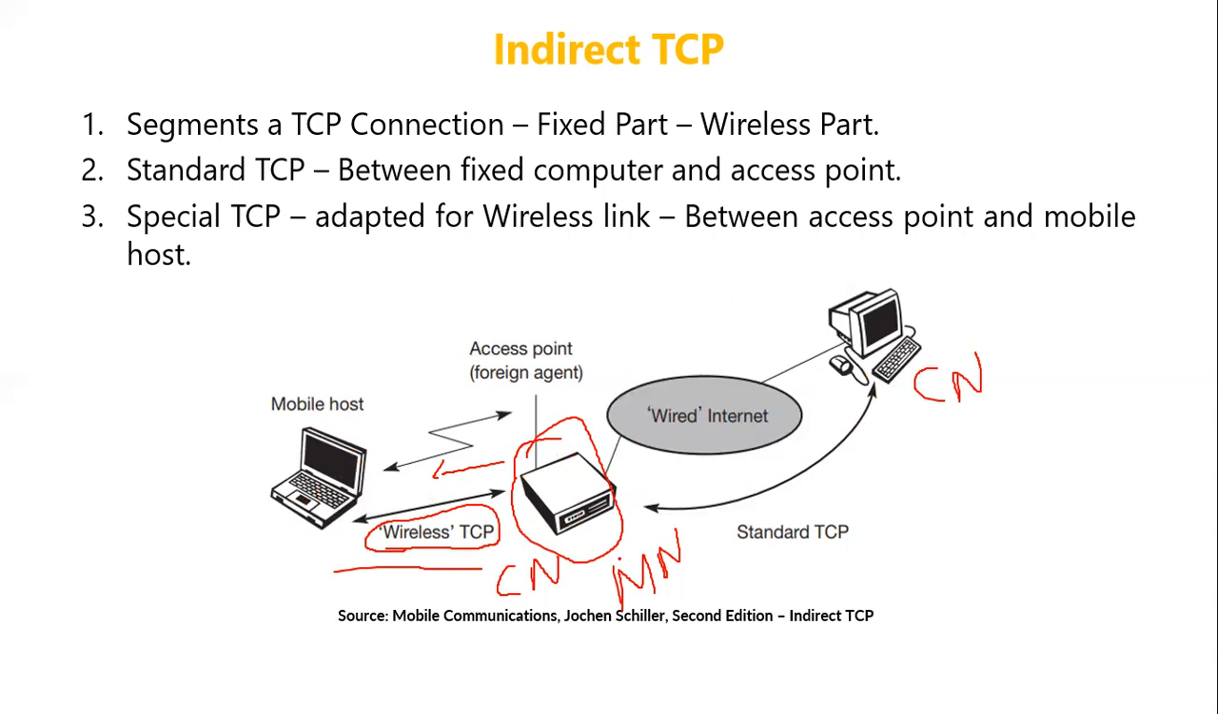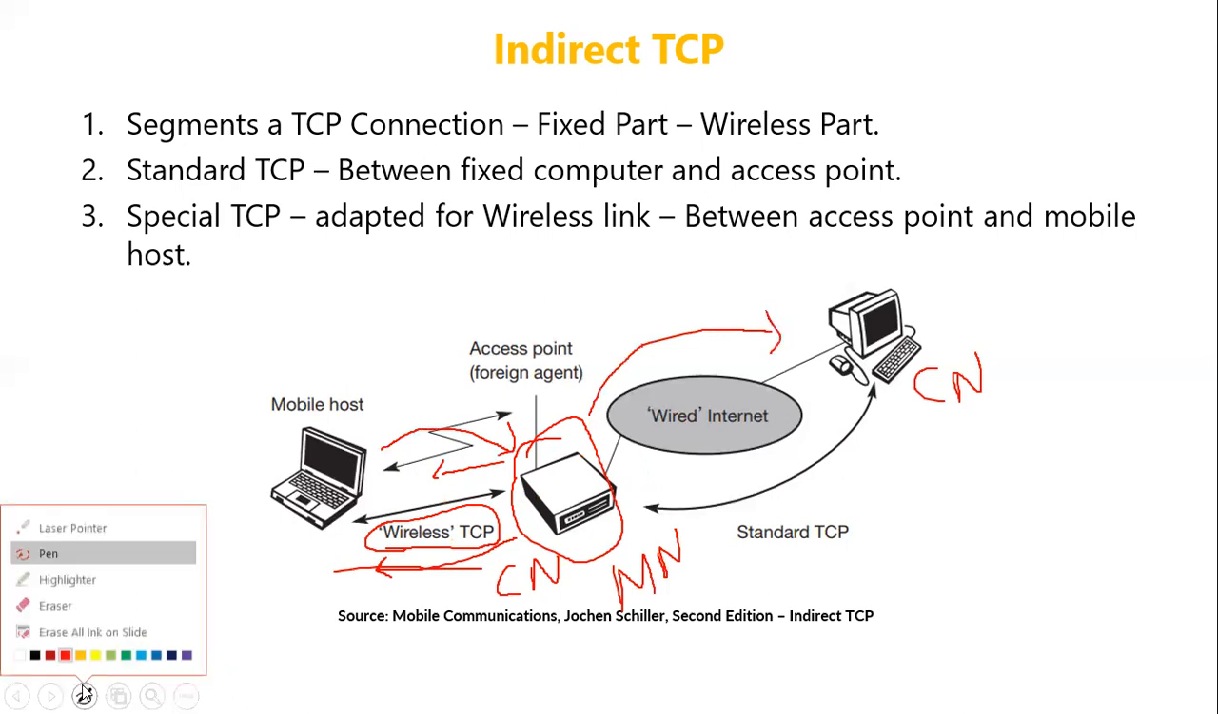Now if the mobile host or mobile node wants to send any packet, it will transmit the packet through the wireless link to the access point, and for that, the access point is the CN. It assumes the access point is the CN. It doesn't know anything more than that. The access point will send an acknowledgement to the mobile host, and then it will retransmit that packet to the actual CN. So this is how the communication happens.